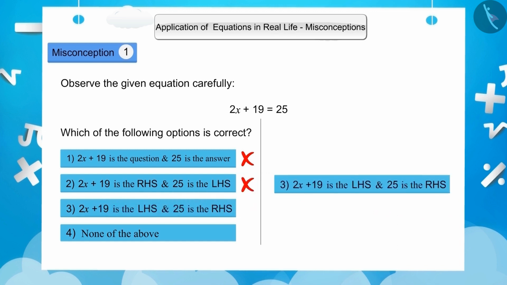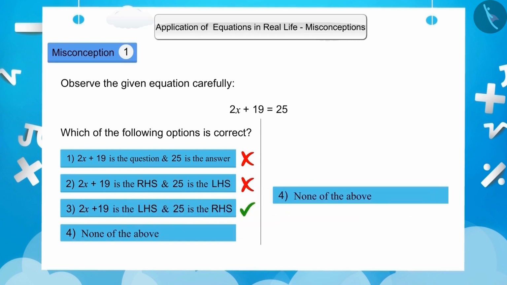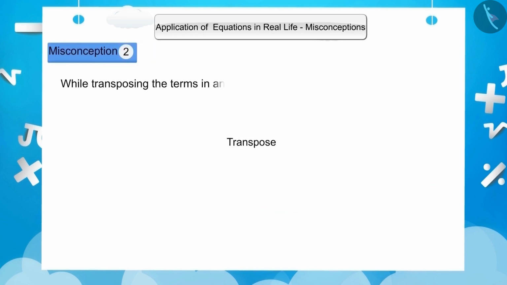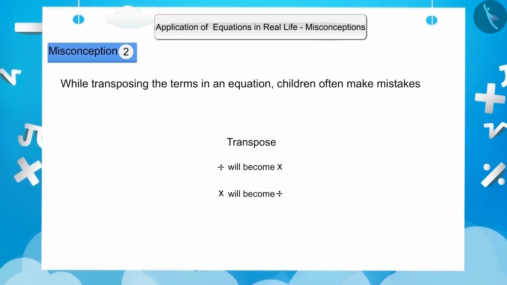Third option, while understanding the second option, we have revised that the LHS is on the left side of the equality sign and the RHS on the right. In this equation, 2x plus 19 is on the left-hand side, that is LHS, and 25 is on the right-hand side, that is RHS. Therefore, the third option is correct. Fourth option. Since we have come to know that the third option is correct, it means that the fourth option is incorrect. While transposing the term in an equation, children often make mistakes in the operation of division and multiplication.